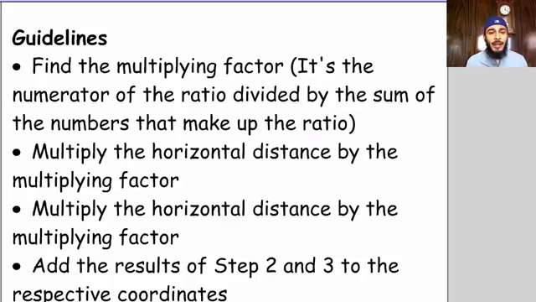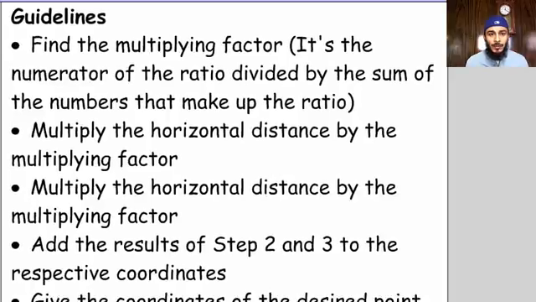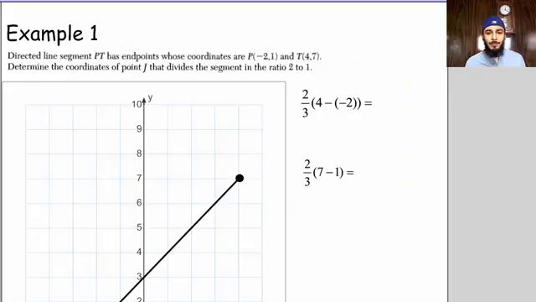All right, here are some guidelines that I'm going to be using to help us with our problem later. So you could copy these down or just get the gist of it, but these are going to be my guidelines for the next problem.